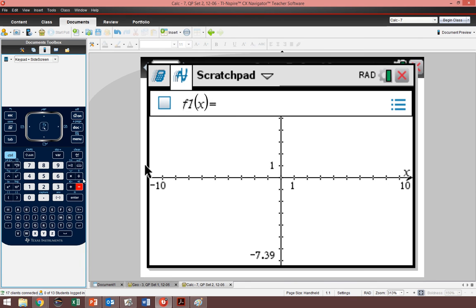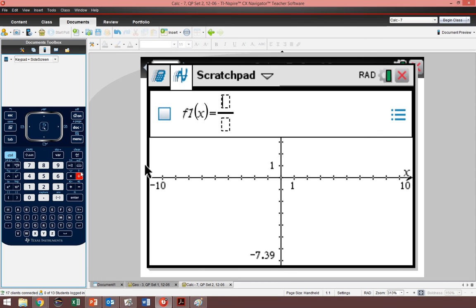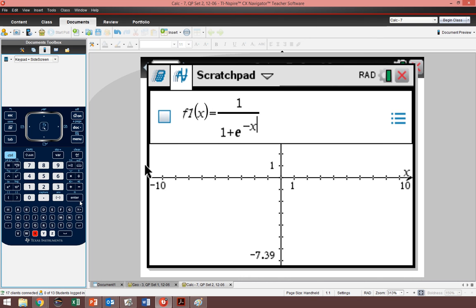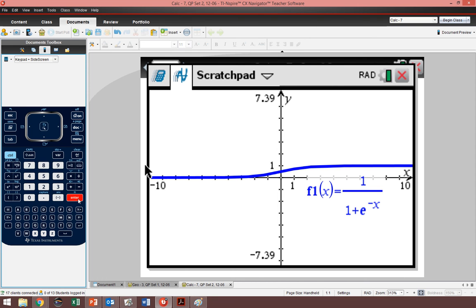Are we talking about our F prime? No, I'm doing the original. So it's 1 over 1 plus e to the negative x. You put the wrong sign, because then that just makes me lose this one.